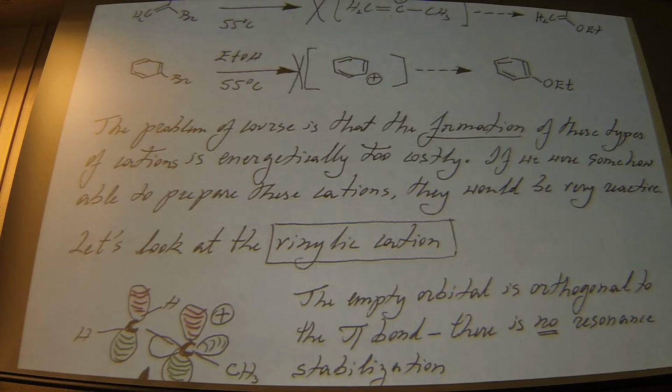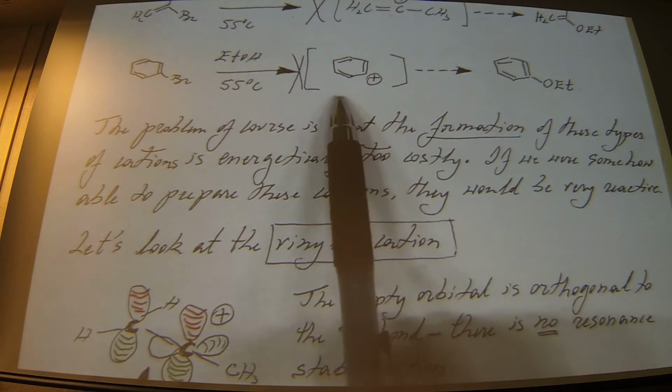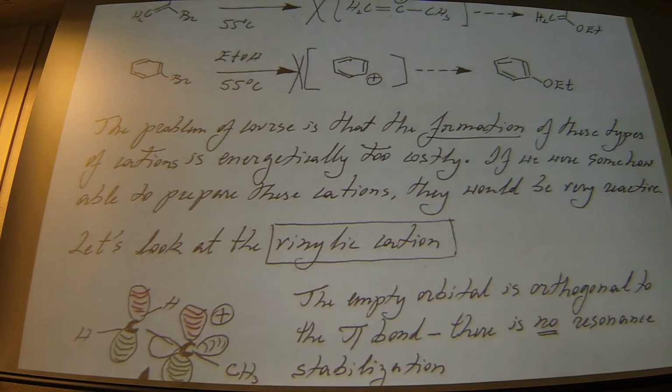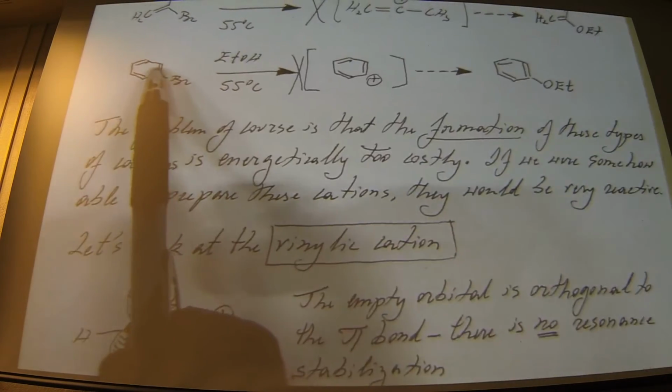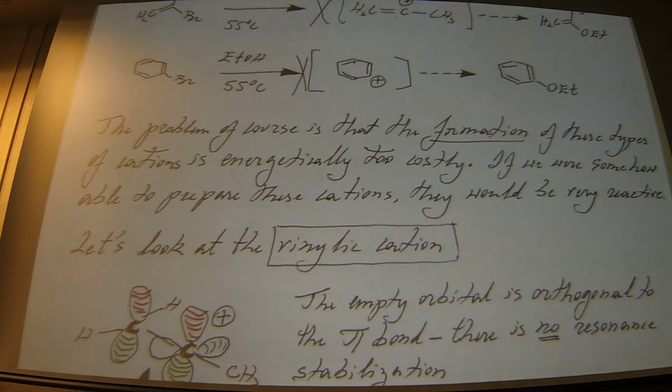And in fact, there are ways to make those cations. We're going to see at least one of them in the future. But you make them in a very different way. When you do make them, they do react. They're extremely reactive. But you don't make them by solvolysis of a halide. That won't work. Now, why is it that it doesn't work?